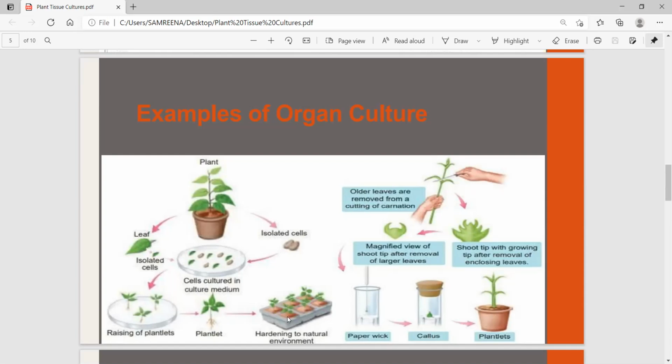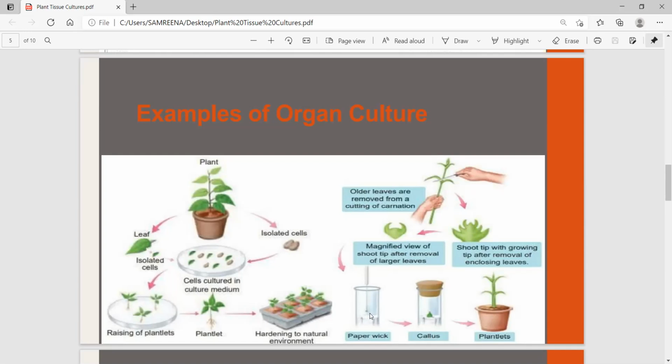Then when these plantlets adjust themselves in the soil, then these are taken to the market where we can sell these plantlets, or we can take the meristem, means shoot tip culture, leaf primordia. As you can see here, we can take the leaf primordia. We can cut this extra leaflets which are there. So this leaf primordia can be directly placed into a medium on a paper wick.